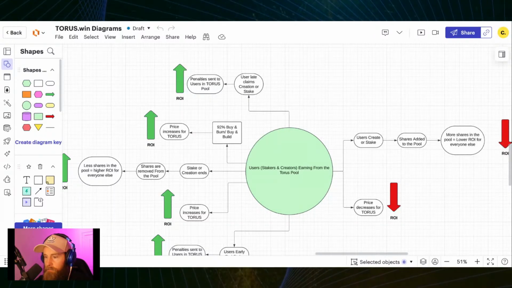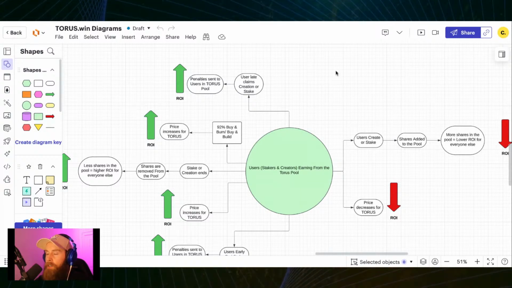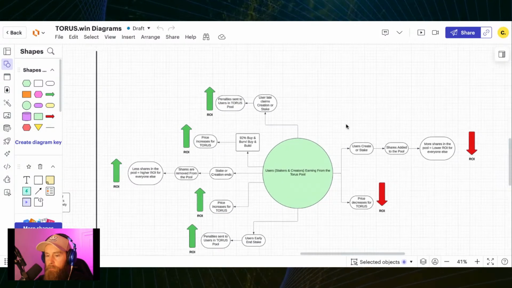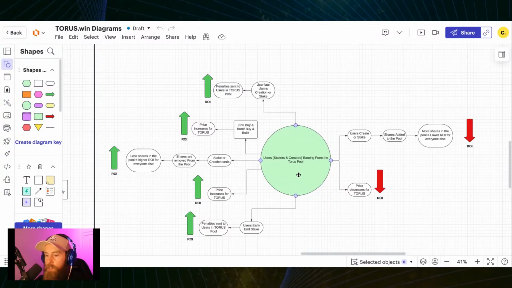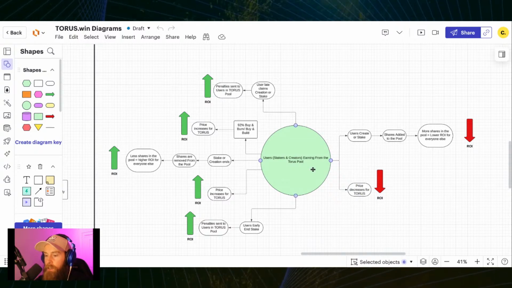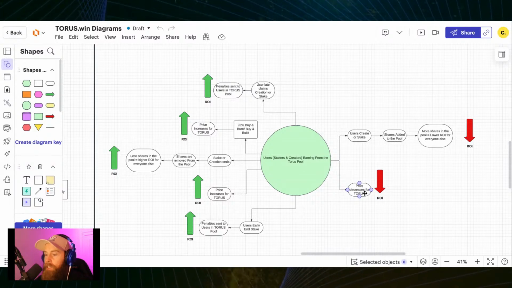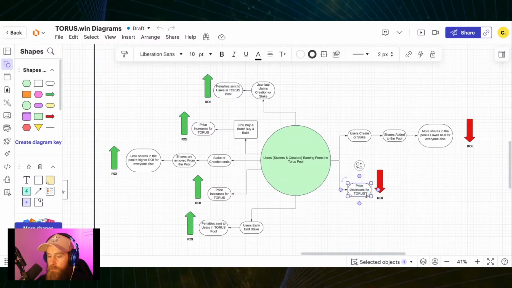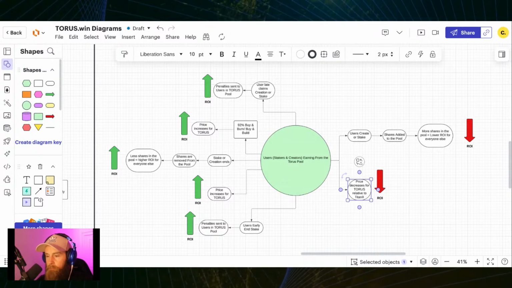Perfect. Okay, so this is how I want to show you how the ROI works with TORUS. Users and creators earn from the TORUS pool. There are only a couple of things that make the ROI go down. One is the price decreasing for TORUS, and this is relative to Titan-X.